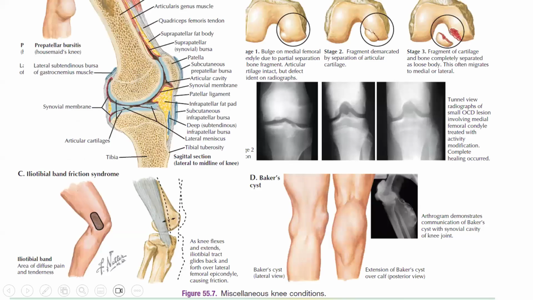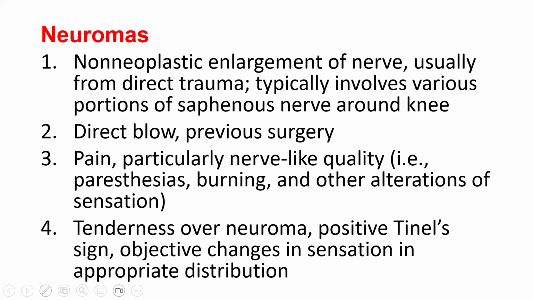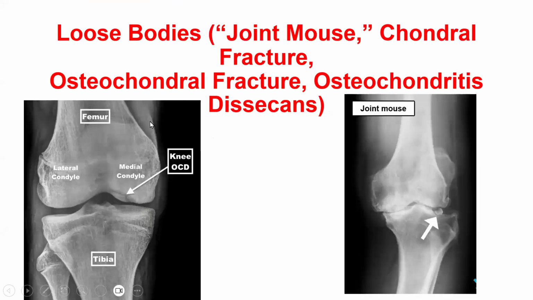Neuromas do occur, especially if you're doing any procedure around the knee. You can cut the nerve, the saphenous nerve, and it will form a neuroma. You have to do a Tinel's test on them, and they will suffer a lot from pain. You can have loose bodies, osteochondral fractures, which become complete.